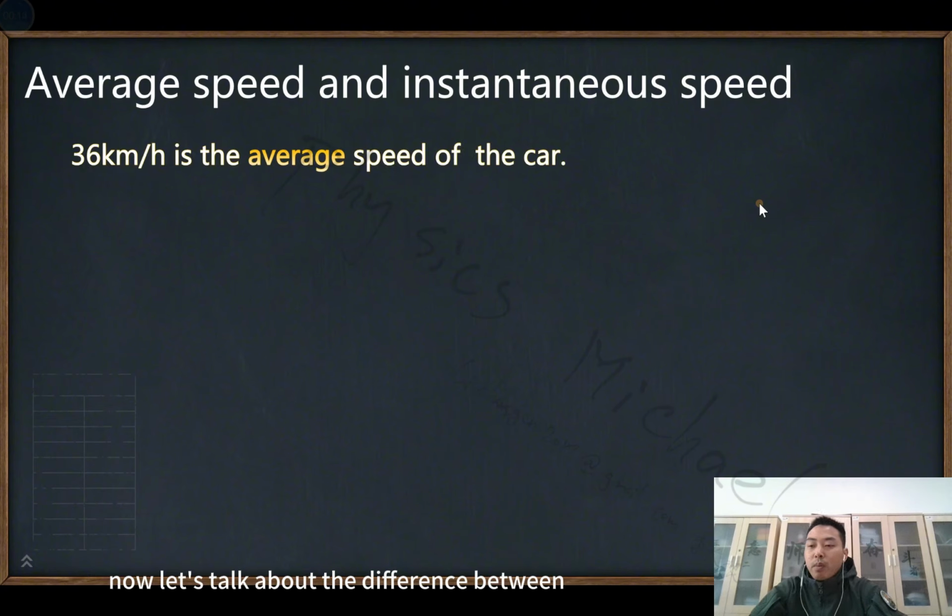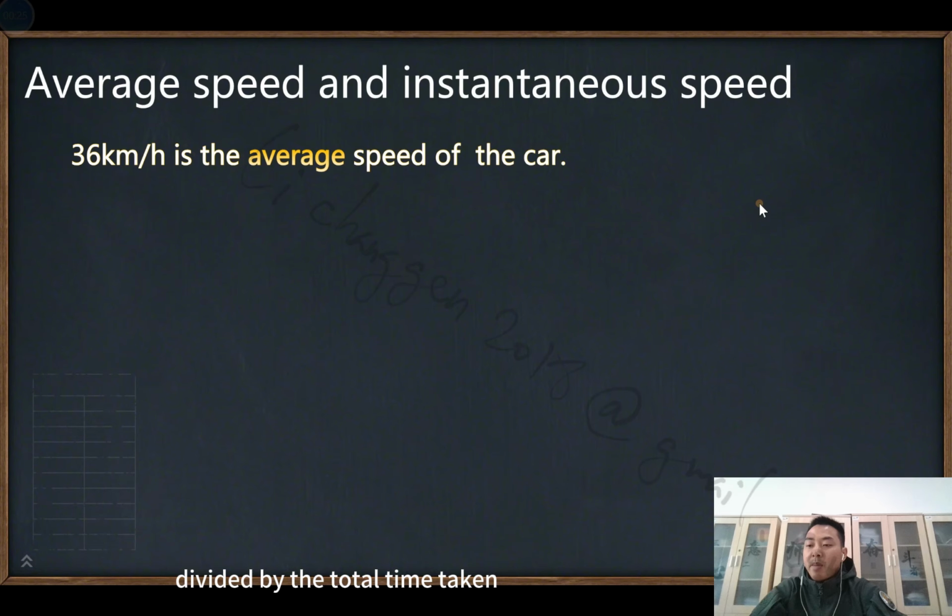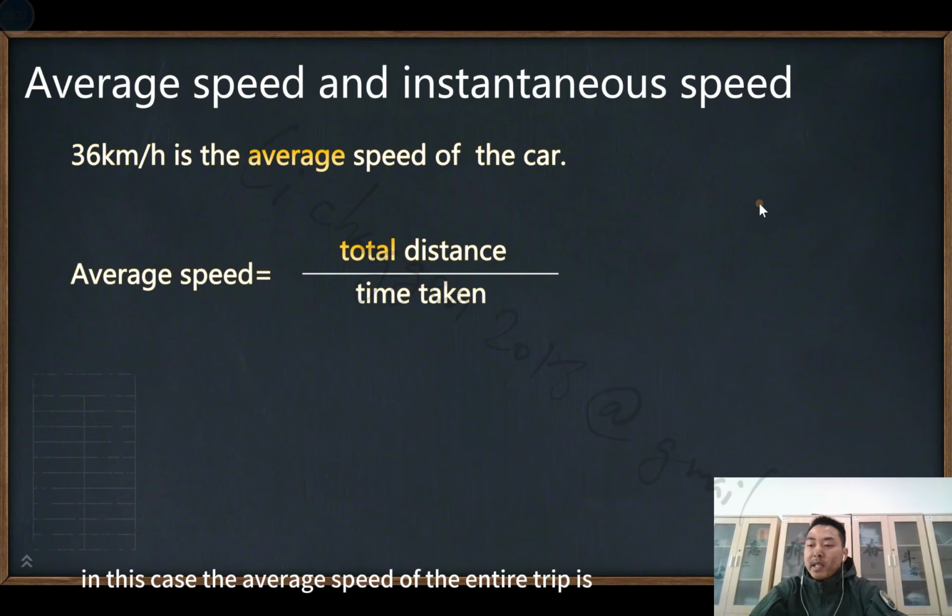Now, let's talk about the difference between average speed and instantaneous speed. Average speed is calculated over a time period. It is the total distance traveled divided by the total time taken. In this case, the average speed of the entire trip is 36 kilometers per hour, but it doesn't mean that at each moment in the trip it has a speed of 36 kilometers per hour. If we want to know the speed at a moment, it refers to the instantaneous speed.